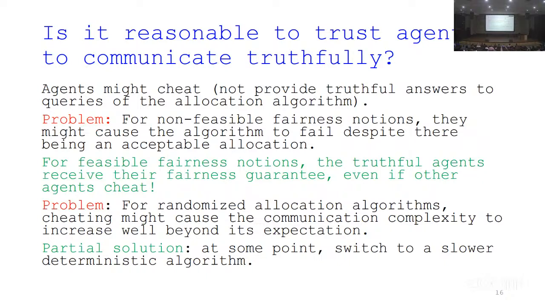So a way around it is if you have deterministic allocation algorithms. In this case, there's an absolute upper bound on the amount of communication. So usually what I would suggest is you start with a randomized allocation algorithm. If it starts going for too long, probably somebody is cheating, so switch to a deterministic one, maybe a bit slower, but at least you have a bound on how much communication you'll have.